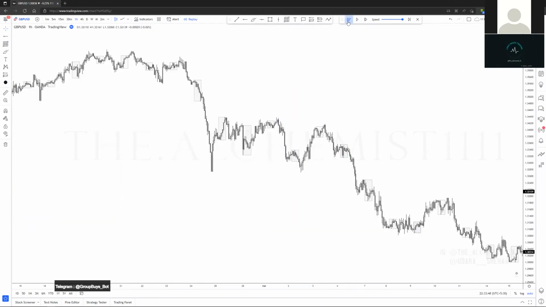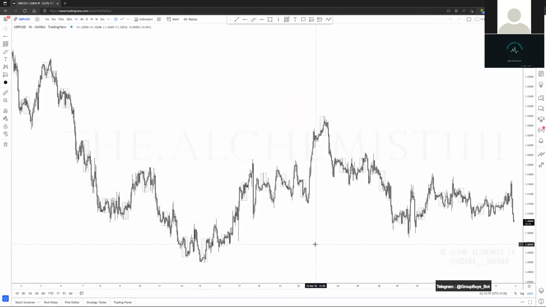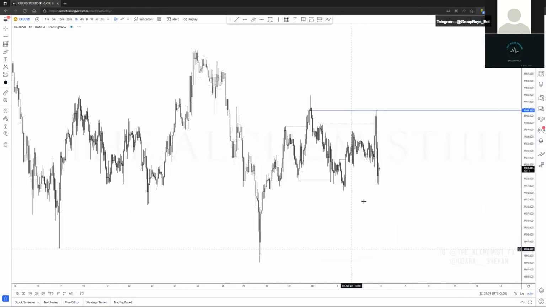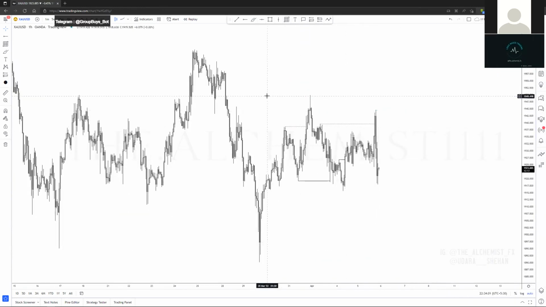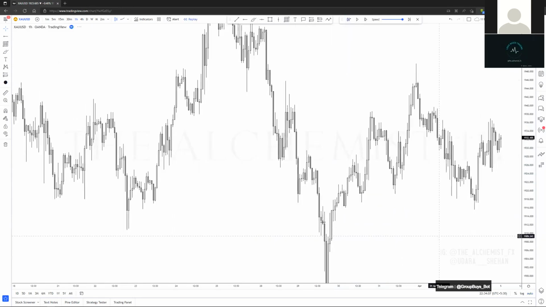I don't know if it's the same on gold. Gold? Yeah, I'll show you. Even today's setup. Okay, look at this. Let me delete all of this and then show you. Because sometimes it's the same setup. Don't worry. Okay, look at this.